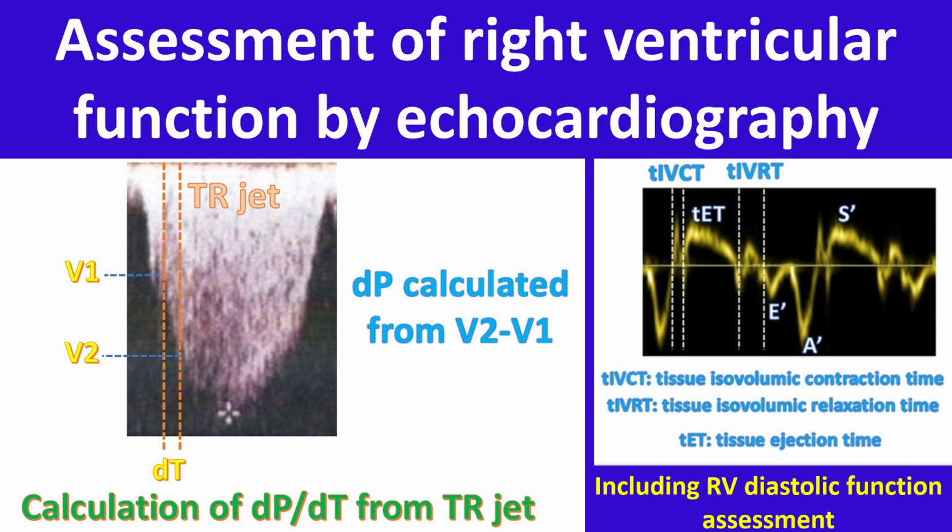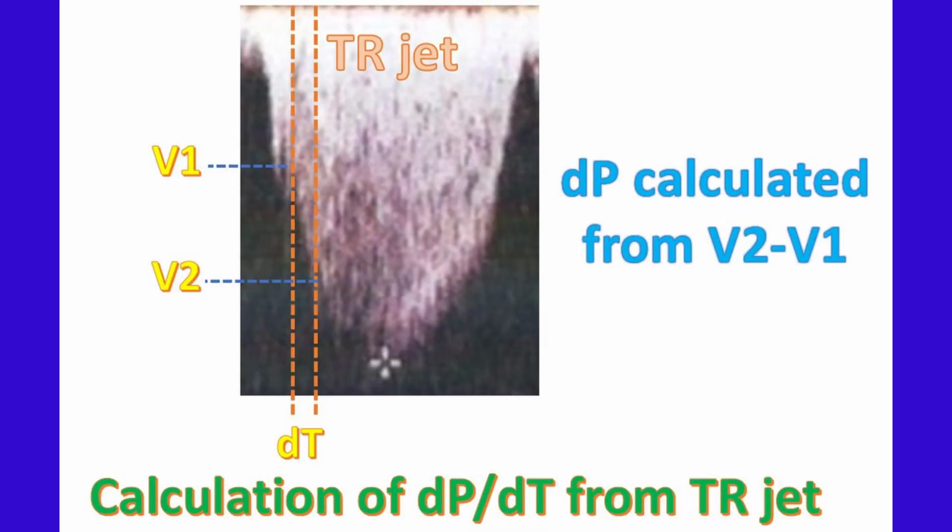Right ventricular systolic function can be evaluated in terms of right ventricular fractional area change and right ventricular ejection fraction. There are other Doppler and strain imaging methods as well. Right ventricular dP/dt, or rate of rise of right ventricular pressure, can be estimated from the tricuspid regurgitation Doppler jet. While the left ventricular dP/dt is over 1200 millimeters of mercury per second, that of the right ventricle is over 400 millimeters of mercury per second.